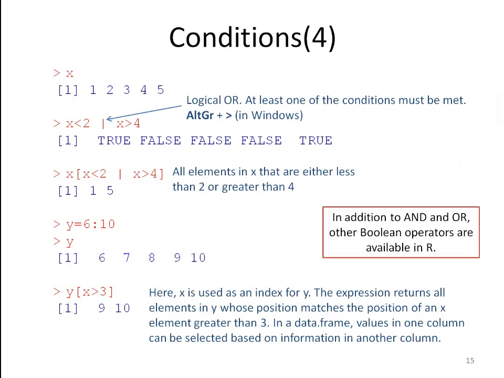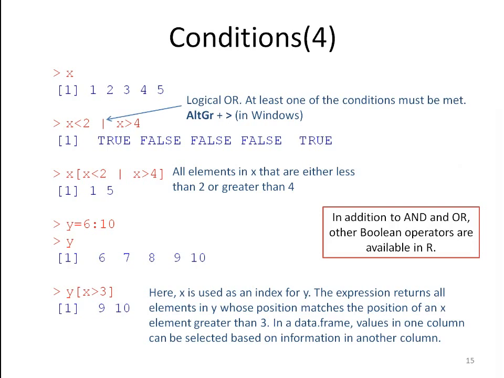But 5 in the end, that's not less than 2, but it's greater than 4, and therefore the full condition gives a true. If you want the numbers as before, you use the brackets and the indexing function, and you get 1 and 5. These are the elements of X that fulfill the criteria or meet the condition X less than 2 or X greater than 4.